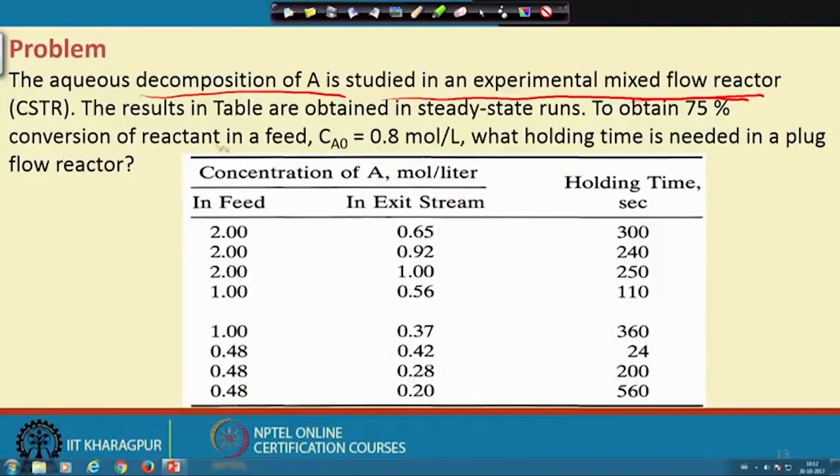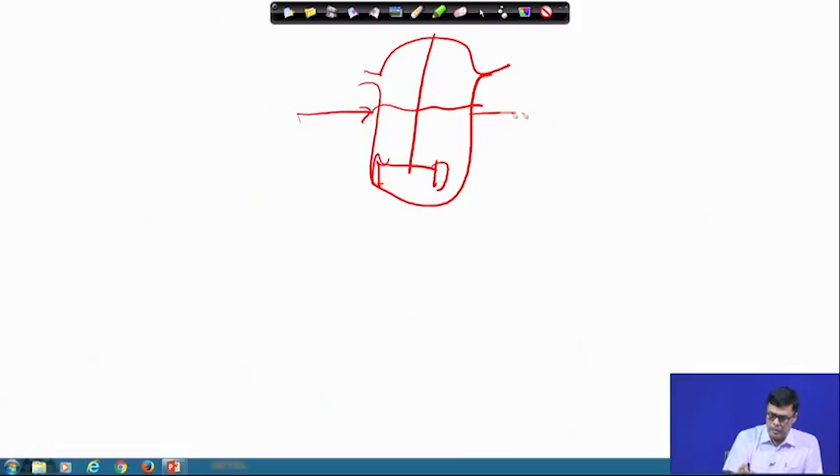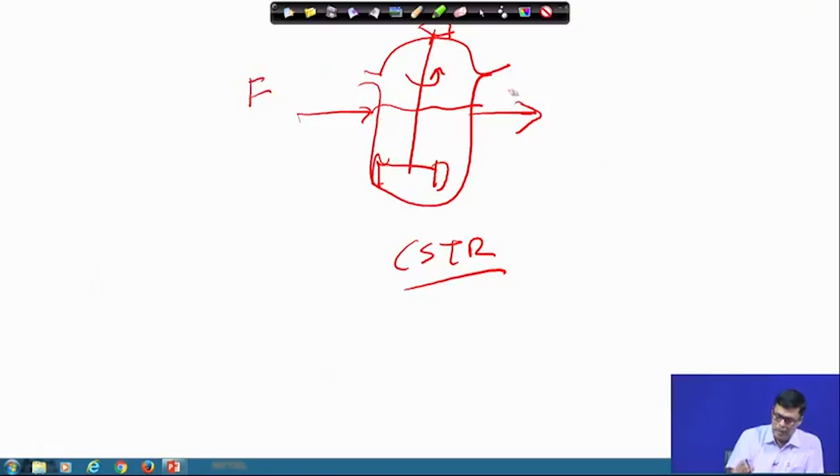So, this is the mixed flow reactor, and we mentioned that the results in the table are obtained at the steady state run. And steady state run means, let me show you one thing. Suppose this is CSTR. Now, there is a flow, this is inflow, that is outflow, and I told you this flow rate should be the same. Why should it be the same? Because if F differs, either the volume will increase or decrease in the reactor. So F should be the same, because we want to maintain the same liquid volume in the reactor.